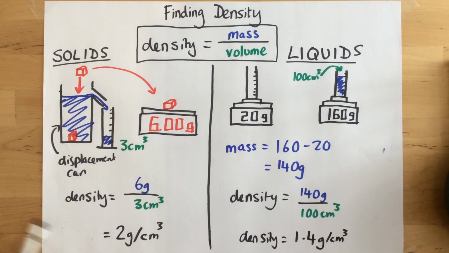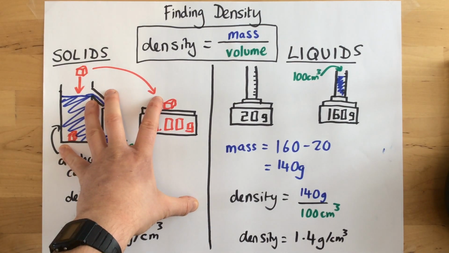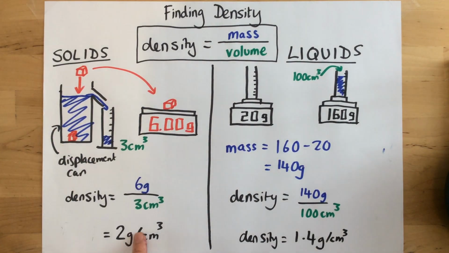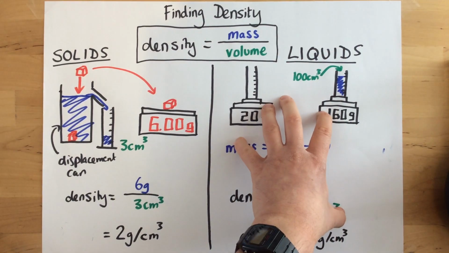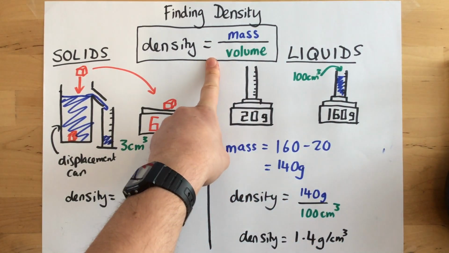So, hopefully now I've been through this, we know how to experimentally find the density of a solid and how to experimentally find the density of a liquid, as long as we know this really important equation to remember here.